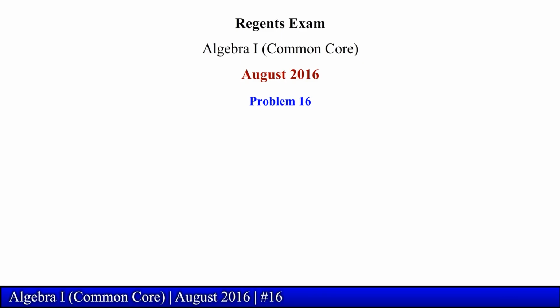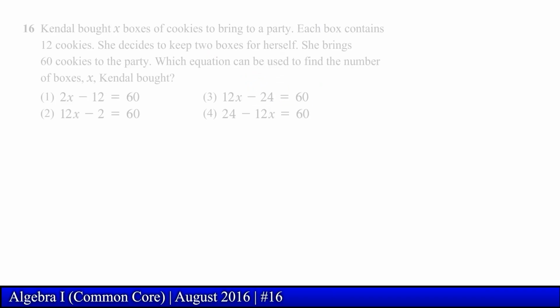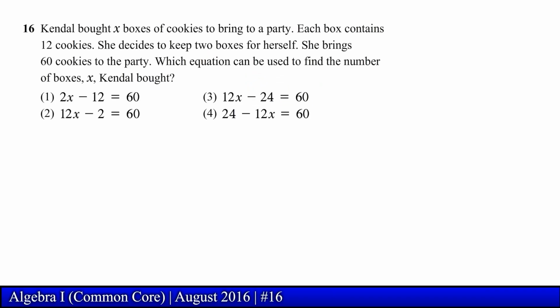Regents Exam, Algebra I, August 2016, problem number 16. Kendall bought x boxes of cookies to bring to a party. Each box contains 12 cookies. She decides to keep 2 boxes for herself. She brings 60 cookies to the party. Which equation can be used to find the number of boxes x Kendall bought?